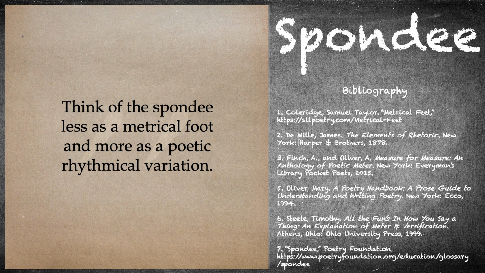You can probably tell from this definition that this video lesson is going to be short. After all, you cannot write an English poem in all spondees. The language simply does not allow it. English is a language that demands a combination of stressed and unstressed syllables. In fact, James de Mille, in his The Elements of Rhetoric, goes so far as to say that, quote, there is no such thing as a spondaic line in accentuated verse, end quote.